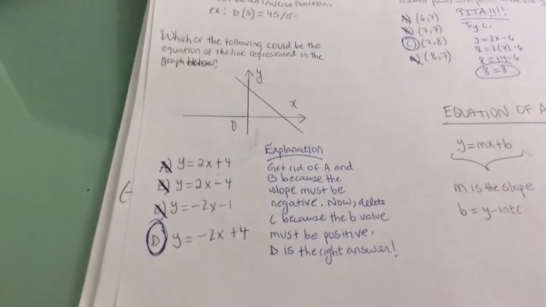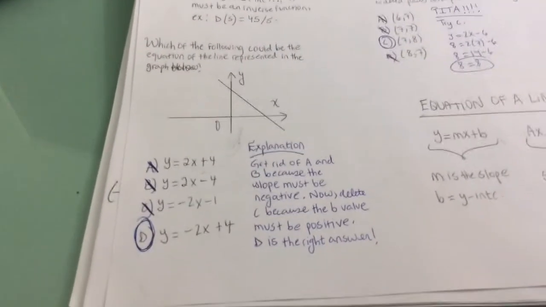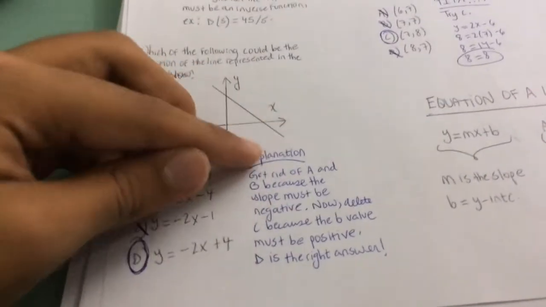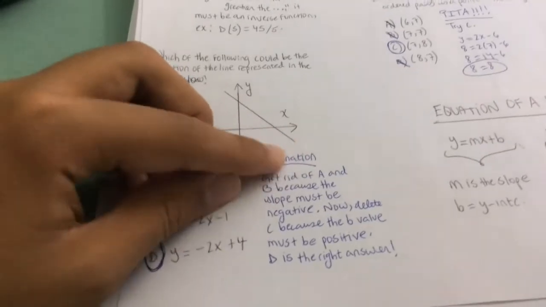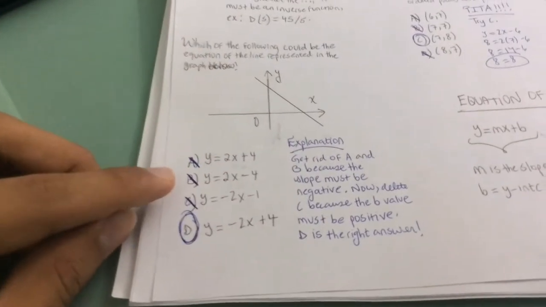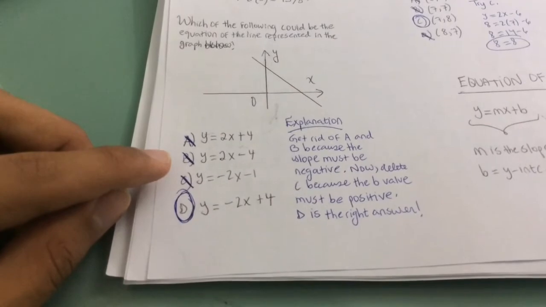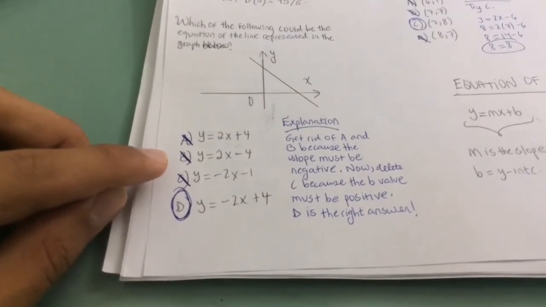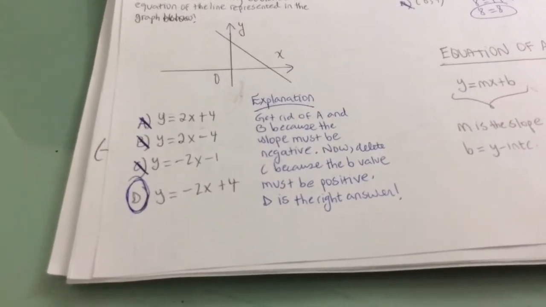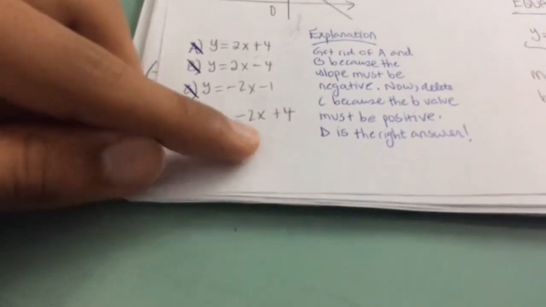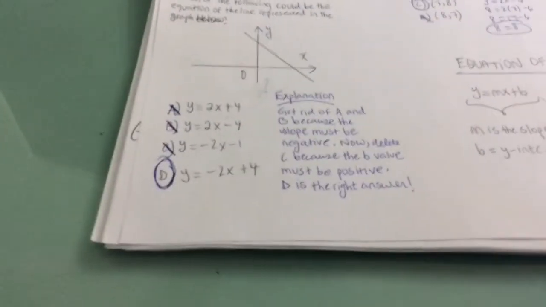Which of the following will be the equation of the line represented in the graph below? Okay, since the line moves to this negative area, you know that it must have a negative slope, okay? And because it has a negative slope, you can get rid of A and B, okay? Because those slopes, 2x and 2x, are not negative, but minus 2x and minus 2x are negative, okay? So why the answer is D?